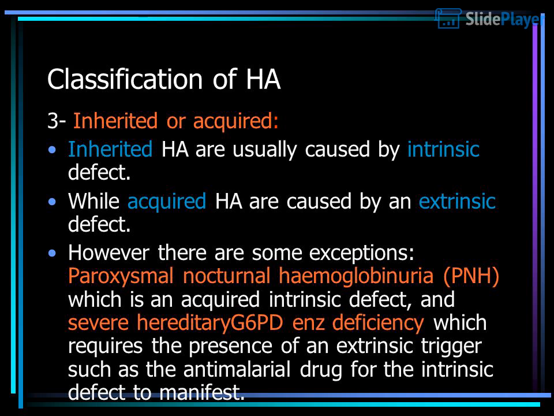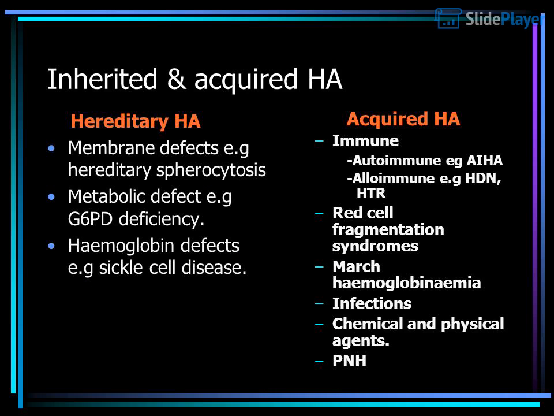However, there are some exceptions: paroxysmal nocturnal hemoglobinuria, PNH, which is an acquired intrinsic defect, and severe hereditary G6PD deficiency, which requires the presence of an extrinsic trigger such as an anti-malarial drug for the intrinsic defect to manifest. Inherited and acquired HA.